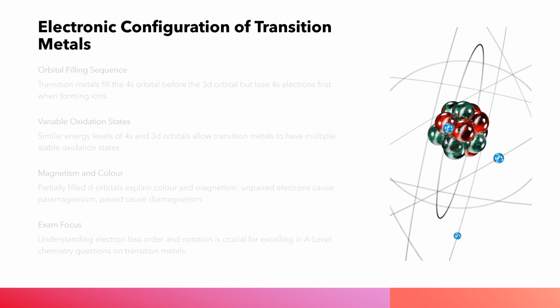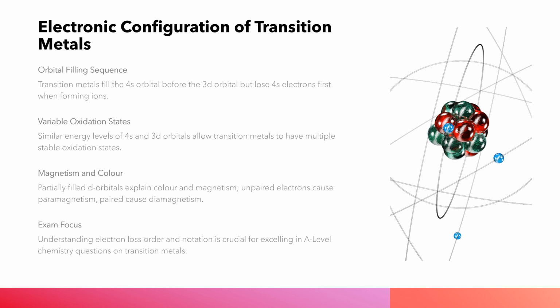Transition metals follow the general filling order where the 4s orbital fills before the 3d orbital. However, when ions are formed, electrons are lost from the 4s orbital first. For example, iron has the electronic configuration [Ar]3d⁶4s², but Fe²⁺ is [Ar]3d⁶ and Fe³⁺ is [Ar]3d⁵.